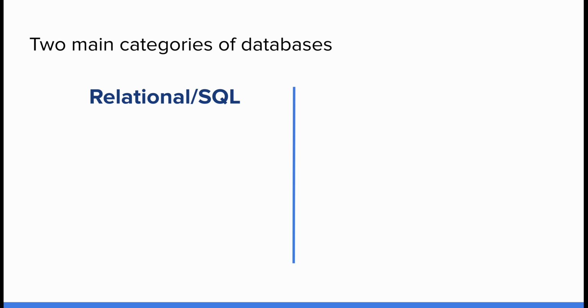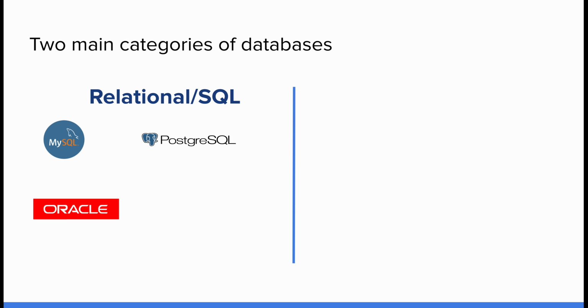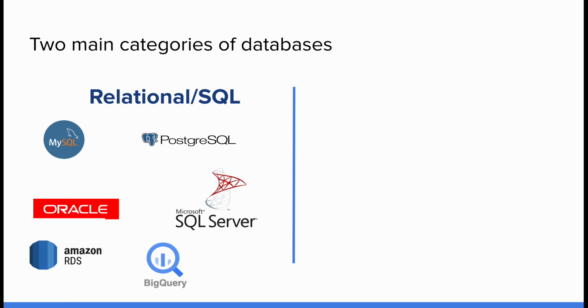Examples of these include MySQL, which is one of the most popular open source relational databases, PostgreSQL, which is known for its features and compliance with SQL standards, Oracle, which is used extensively in large-scale enterprise environments, SQL Server from Microsoft, often used in businesses alongside the software suite that Microsoft provides, Amazon RDS, which is a managed service that supports several relational database engines, and BigQuery, which is Google's fully managed data warehouse that uses SQL queries.